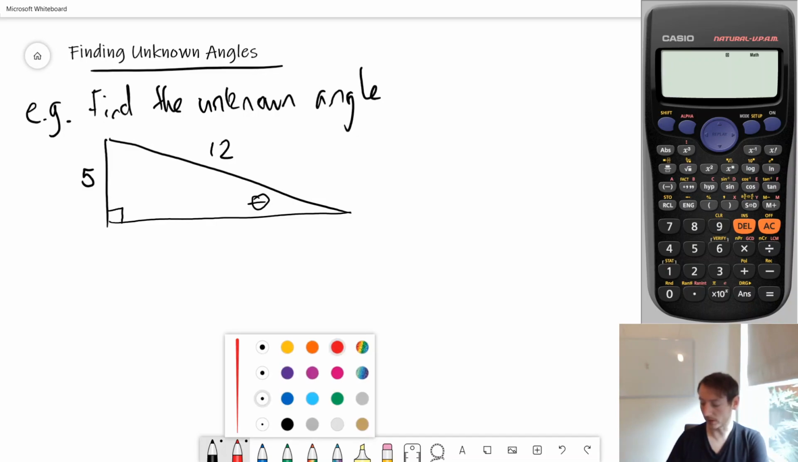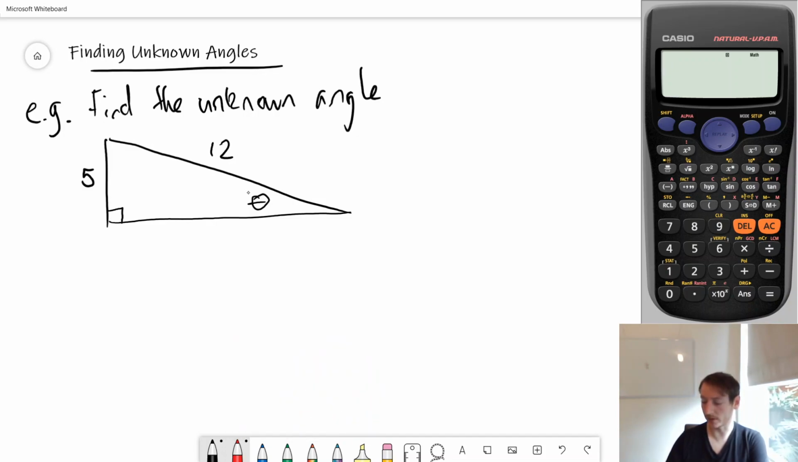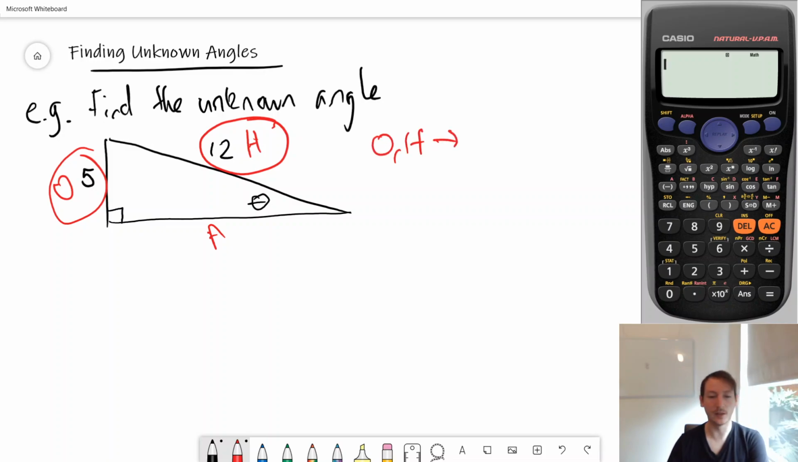First of all, we're going to label the sides. Well, if that's the angle, that's the hypotenuse regardless. That's going to be opposite the angle, and that's next to, or adjacent. I've got the 5, I've got the 12. Those are the two sides I care about, which are O and H, which leads me to use sine.